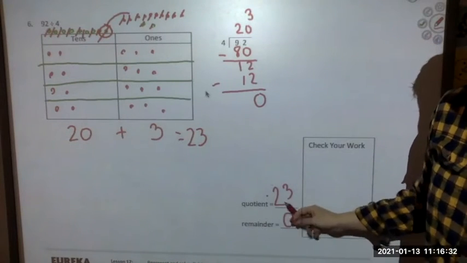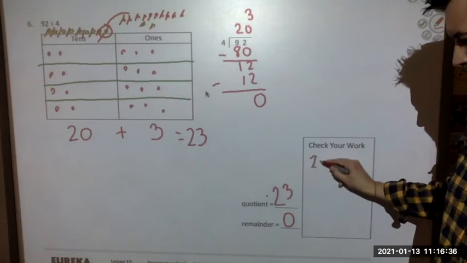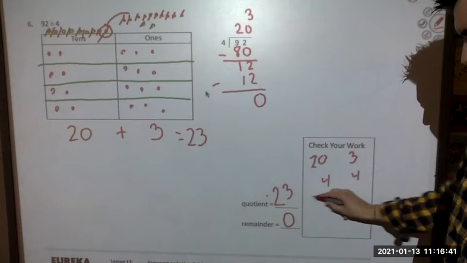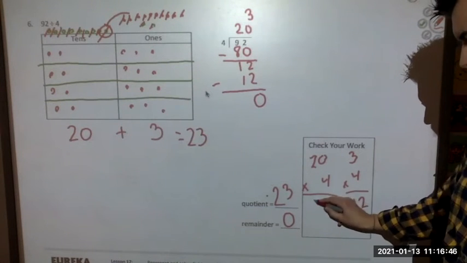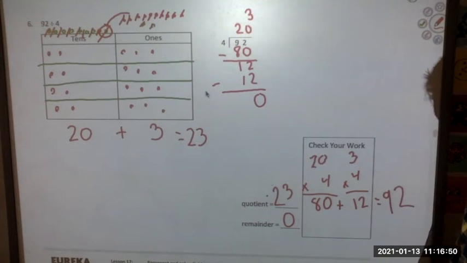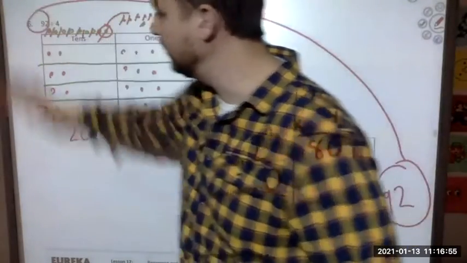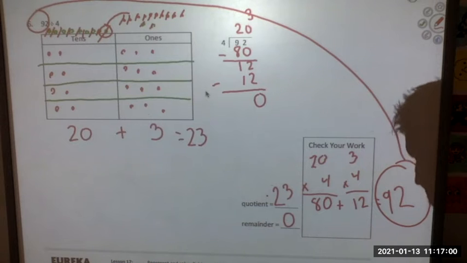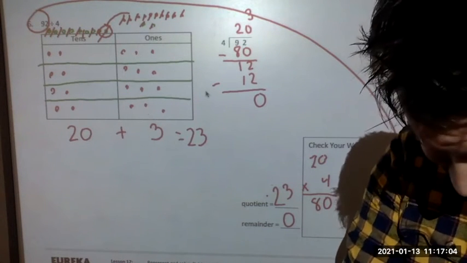Some people might struggle with multiplying times 23 without breaking it apart. So you can break this into 20 and 3 times 4. This is partial products, just like we've done before. This would equal 12. This would equal 80. 80 plus 12 would equal 92. 92 is the same as my dividend, so I know I've done it right. All right, if you need more time to copy this one, this is part of your problem set, then pause the video.